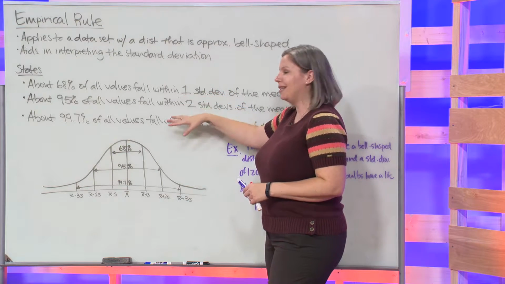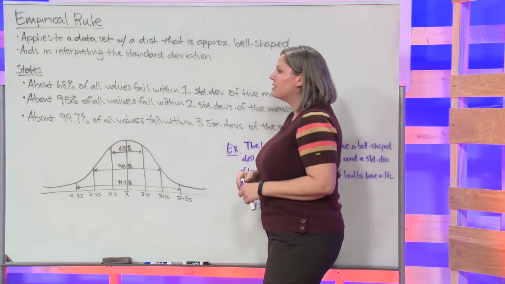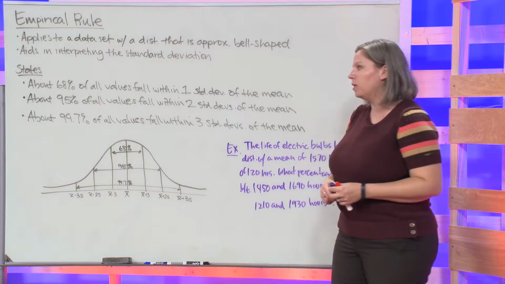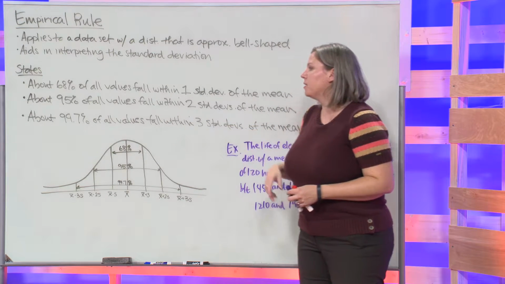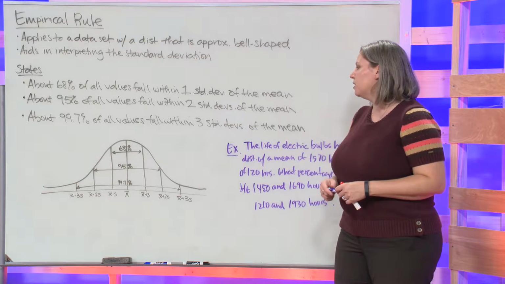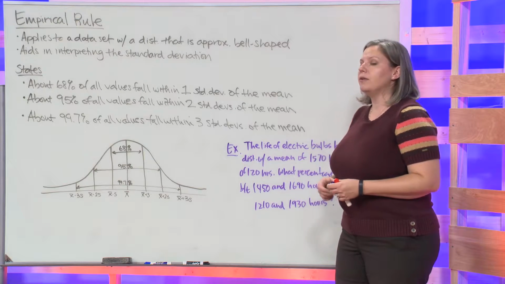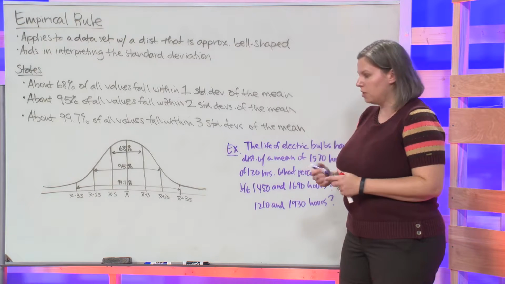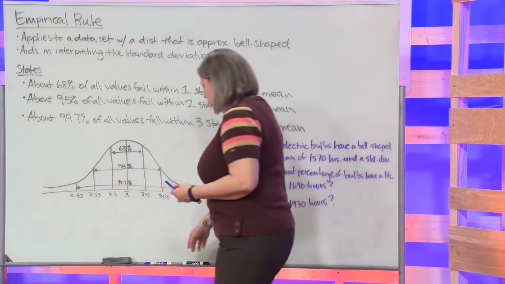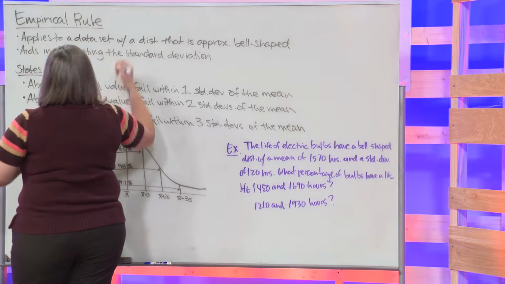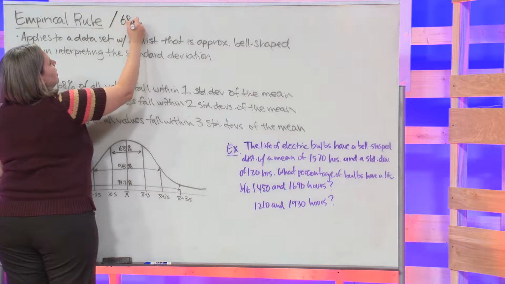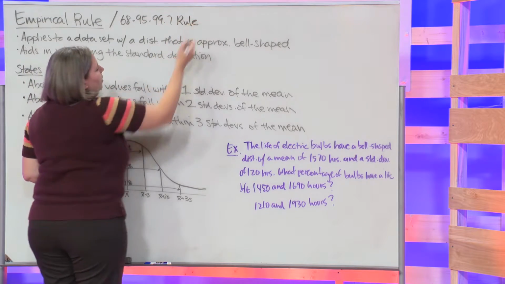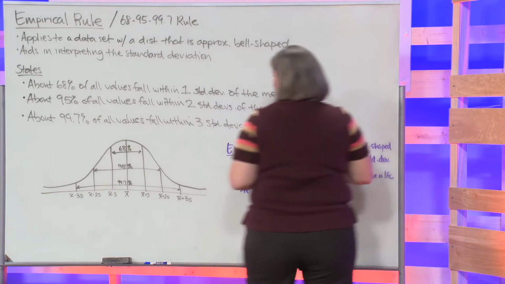rule states three things. The first one, that about 68% of all data values fall within one standard deviation of the mean, that about 95% of all values fall within two standard deviations of the mean, and lastly, about 99.7% of all data values fall within three standard deviations of the mean. So sometimes you actually will see this referred to as the 68, 95, 99.7 rule, also called the empirical rule.